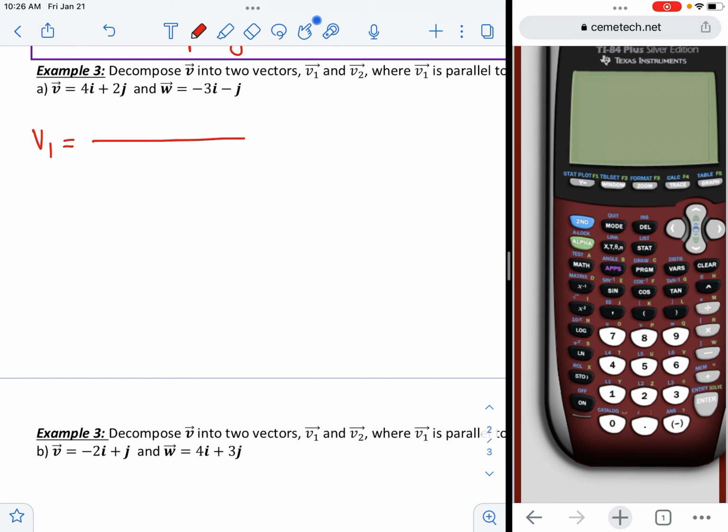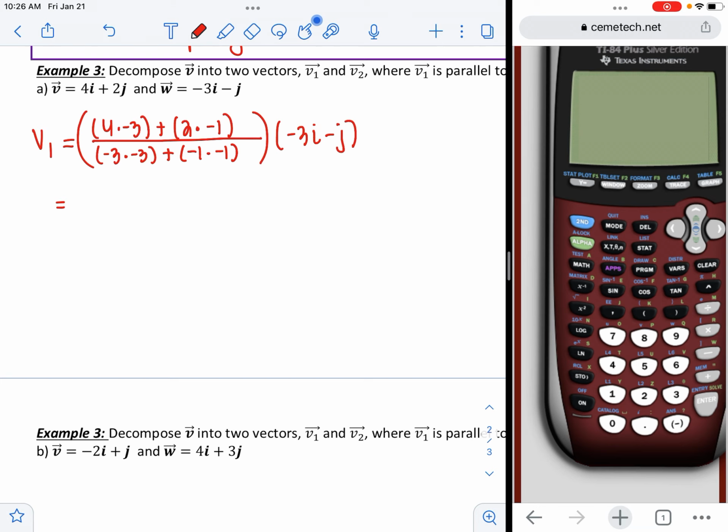Okay, the formula is right above, but once again, you have to do the dot product of v and w for the numerator here. So I have 4 times negative 3 plus 2 times negative 1. In the denominator, you're going to do the dot product of w and w. So negative 3 times itself, which is negative 3, plus negative 1 times itself, which is negative 1. Then you're going to get a number, and you're going to multiply it by vector w, which is negative 3i minus j. So you're going to distribute whatever that number is into that.